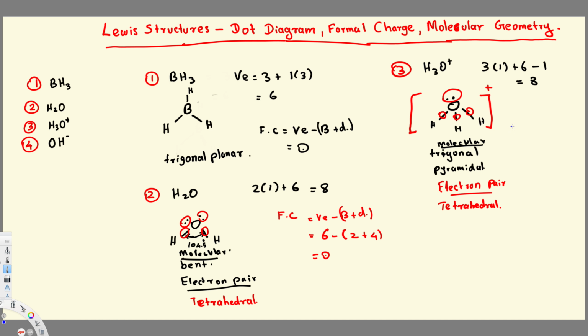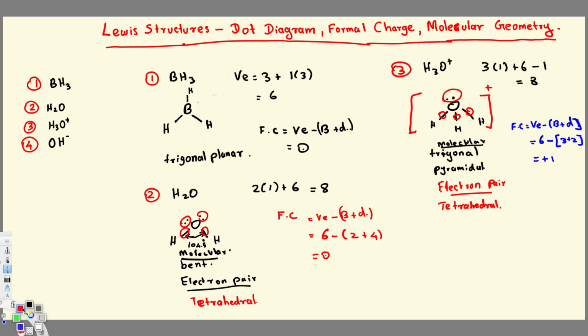Let's see. Formal charge is equal to valence electrons minus bonds plus dots. We are always looking at the central atom, so the valence electrons of oxygen is 6, minus the bonds it's forming, 3, and the dots we have are 2, so plus 2. 6 minus 5 is going to give you plus 1. So that's how we got this plus right here.